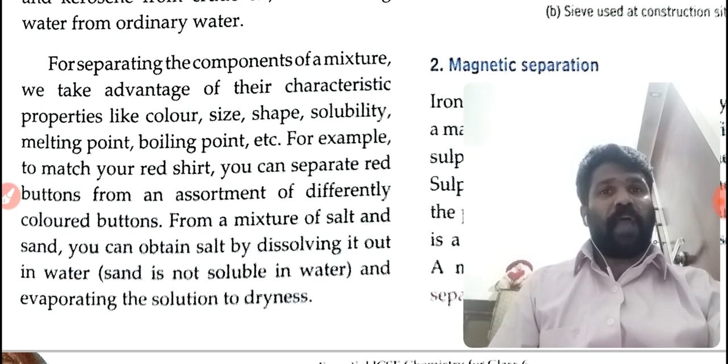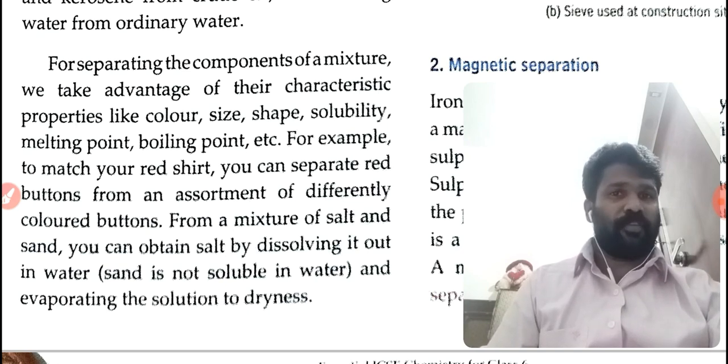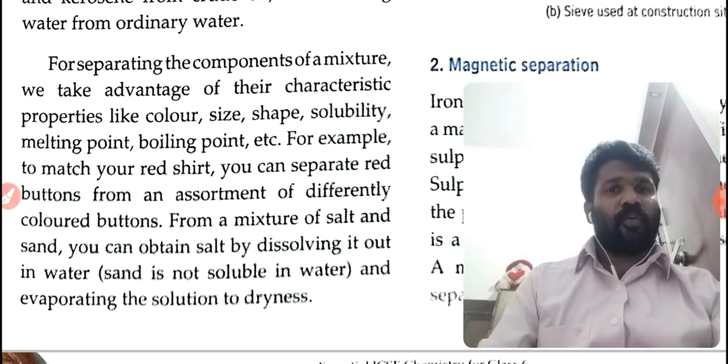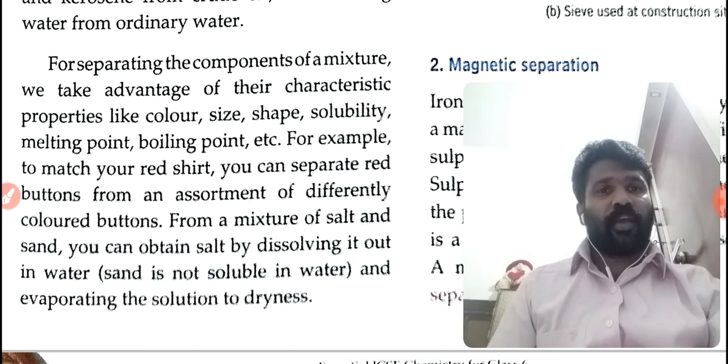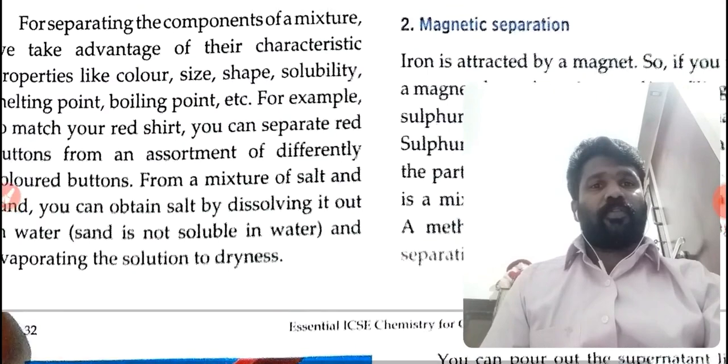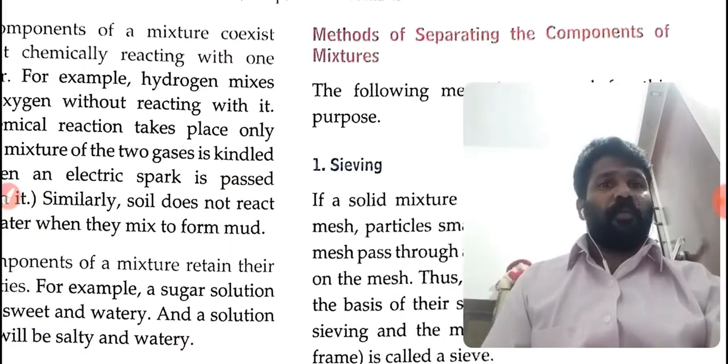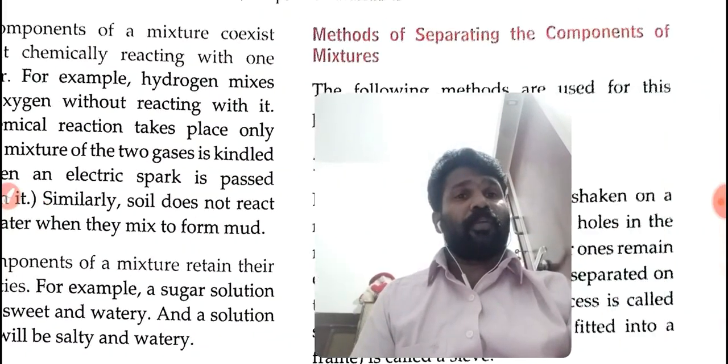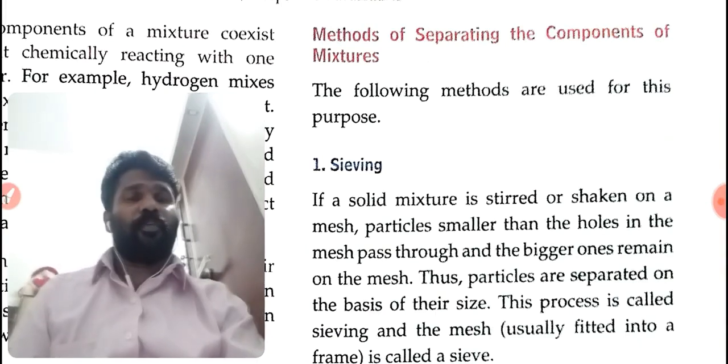For example, to match your red shirt, you can separate red buttons from an assortment of differently colored buttons. From a mixture of salt and sand, you can obtain salt by dissolving it out in water and evaporating the solution to dryness. By the evaporation method, we can get the salt back from salty solution. So here we are going to discuss some methods to separate the components of a mixture.